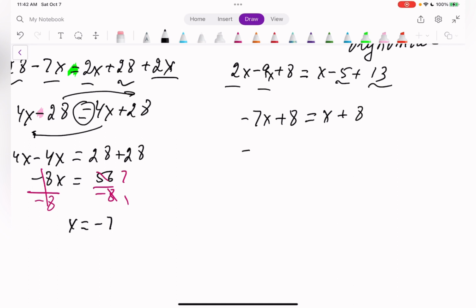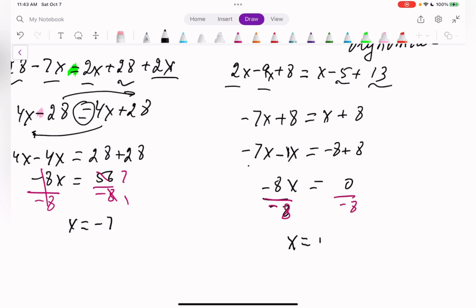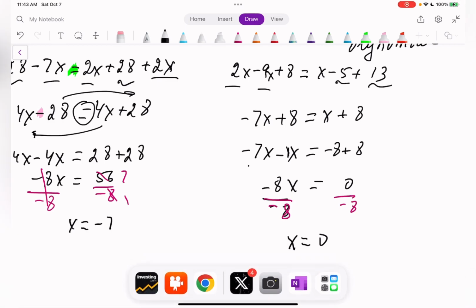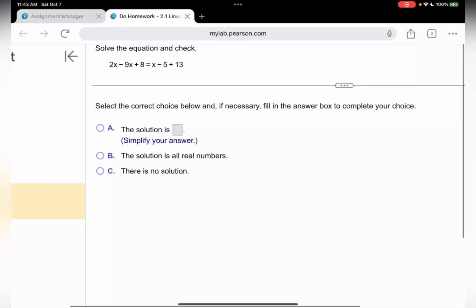Okay, so combining like terms, negative 7x minus x equals negative 8 plus 8. So here is 0, and here is negative 8x, negative 7x and negative 1x. It's negative 8x. Dividing by negative 8 here, negative 8 here, and x is equal to 0. All right?